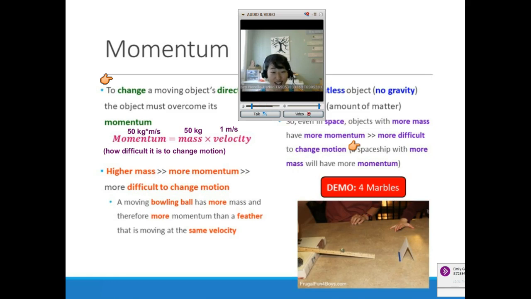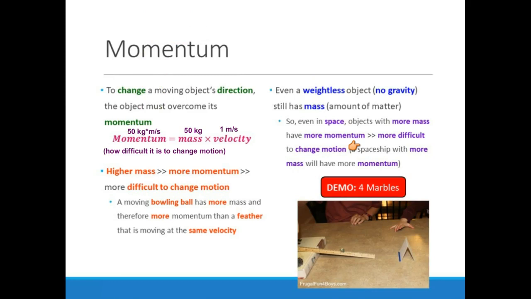Right. As our marble got larger, the card got moved more and more, meaning it was more difficult to stop the marble. The bigger the mass, the more difficult it was for the card to stop the marble. Okay, so more mass, more momentum, more difficult to stop. Thumbs up if we feel good about that, if that helps you understand what momentum is.